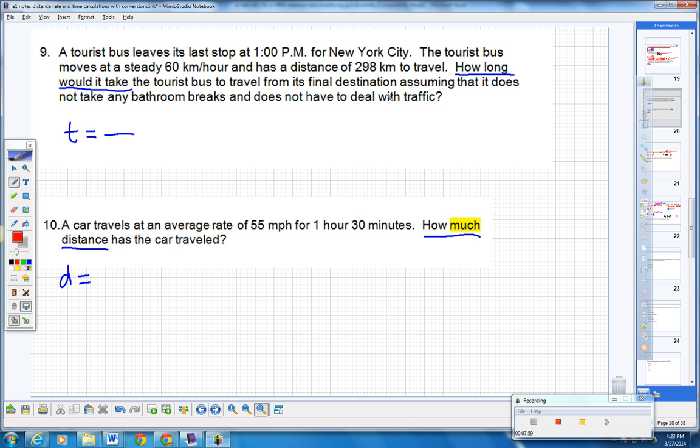Right here, you can pause to look at this if you want to, but setting this problem up, how long would it take? I know how long would it take means I need the time. Time is equal to, and you would go back to our original definition of D equals RT. Well, if I divide each side by R, then I'm going to get distance divided by rate. Time is equal to distance divided by rate. How much distance has the car traveled? D equals RT. Really easy one to deal with there.